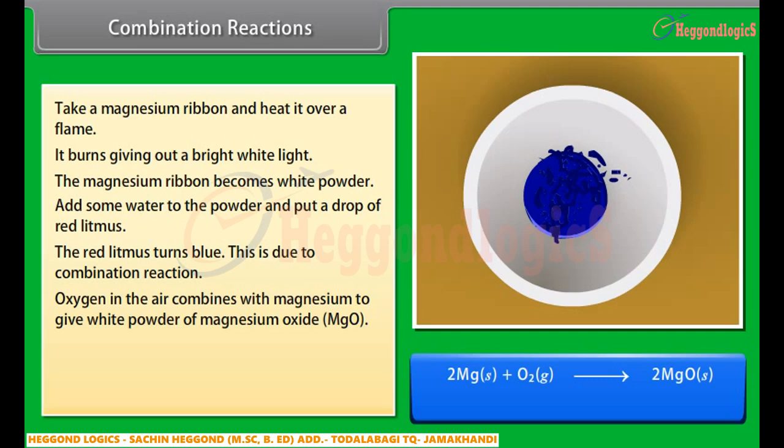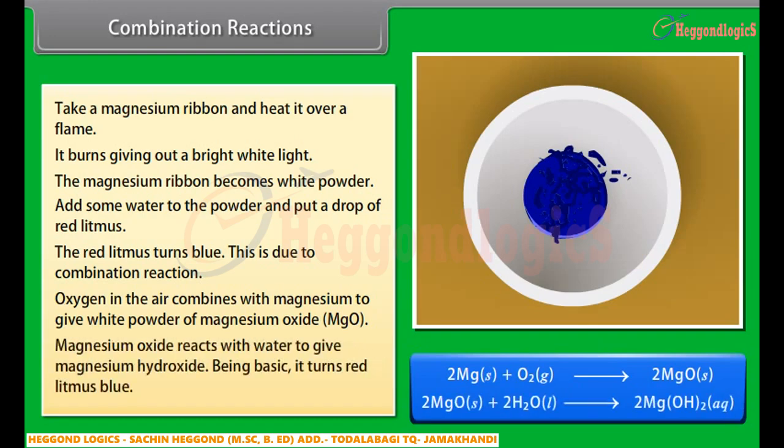Oxygen in the air combines with magnesium to give white powder of magnesium oxide. Magnesium oxide reacts with water to give magnesium hydroxide. Being basic, it turns red litmus blue. Decomposition reactions.